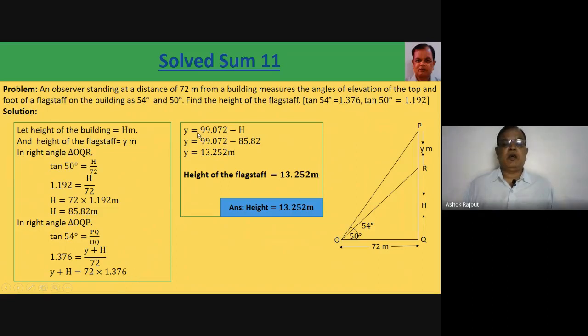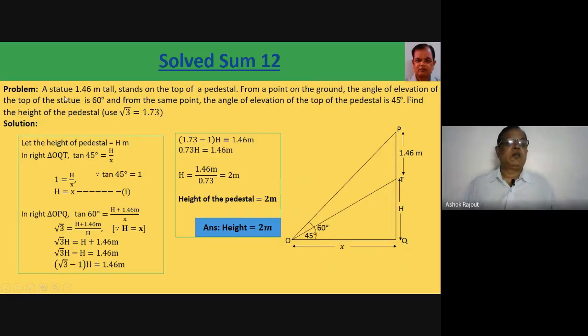The distance from its foot, AB, equals 20 meters. tan 30 degrees equals BC upon AB. As we know, tan 30 equals 1 by root 3, and BC is h and AB is 20. So by cross product, root 3 h equals 20 meters, h equals 20 by root 3 meters. It means the height of the tower is 20 by root 3 meters. Now we go to the next question, question number 7.